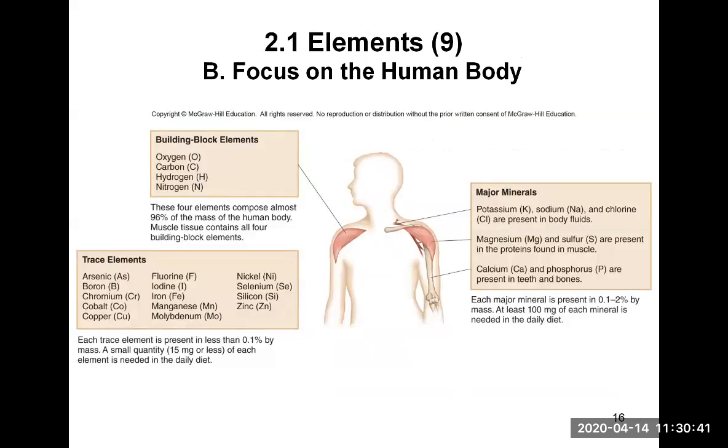And so this slide is summarizing the previous two slides. It reminds you of the building block elements, the major minerals, and then the trace elements. And here you have the list of the trace elements. And so yes, we need some arsenic, boron, chromium, cobalt, copper, fluorine, iodine, iron, manganese, molybdenum, nickel, selenium, silicon, and zinc.